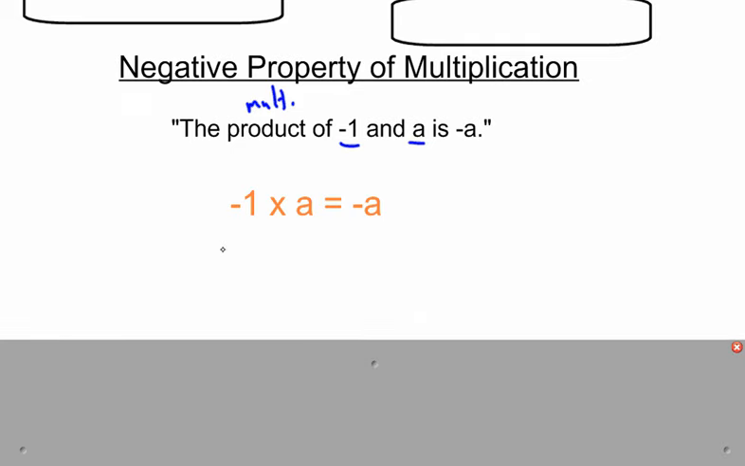Same thing as if you multiply negative 1 times negative a. That's going to be, two negatives become a positive, so that's going to be positive a. It just becomes the opposite sign. Okay?